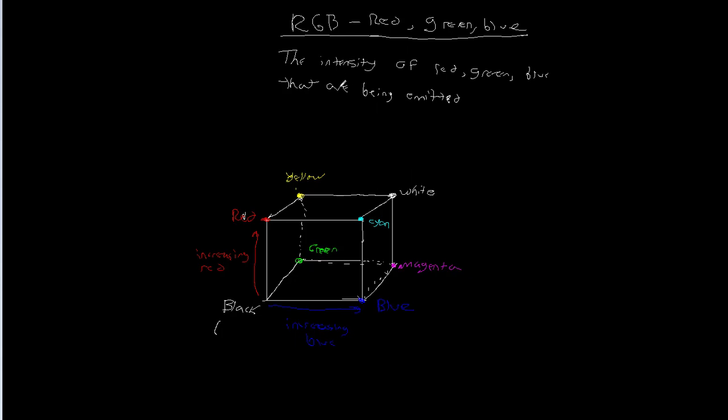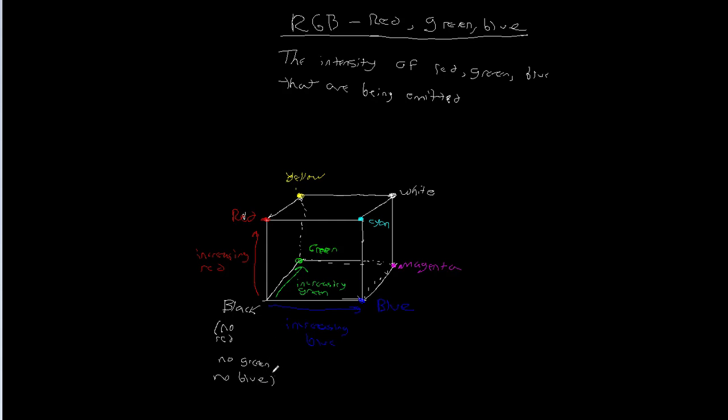And as we go along this line here, we are increasing green. So you could imagine here that black would mean none of any of the colors. This would be no red, no green, no blue.